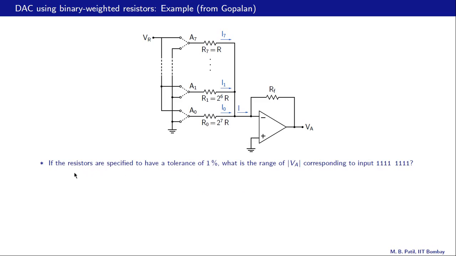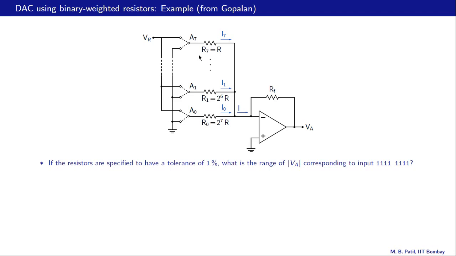Next question, if the resistors are specified to have a tolerance of 1%, what is the range of mod VA corresponding to the input 11111111? Now first let us figure out what this means, a tolerance of 1%. Take this resistance for example, let us say its nominal value is 1K. Then what this means is that the actual value can be anything between 0.99 times 1K to 1.01 times 1K.